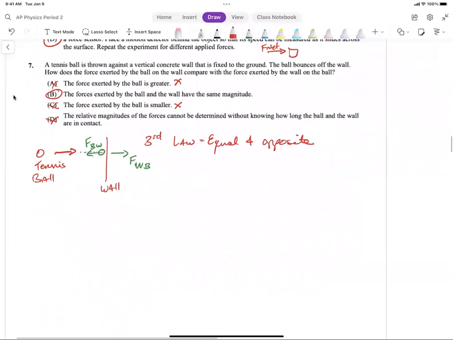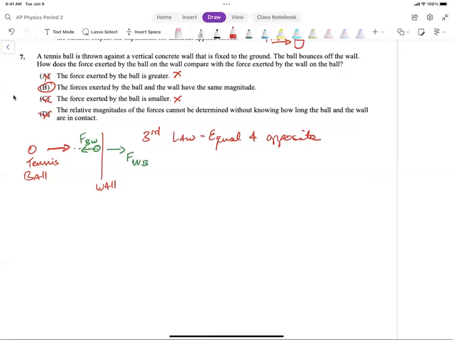Okay. Number 7 should not be hard. We have a tennis ball. It's thrown against a wall. It's fixed to the ground. The ball bounces off the wall. How does the force exerted by the ball on the wall compare with the force exerted by the wall on the ball? Lovely that they make those rhyme.